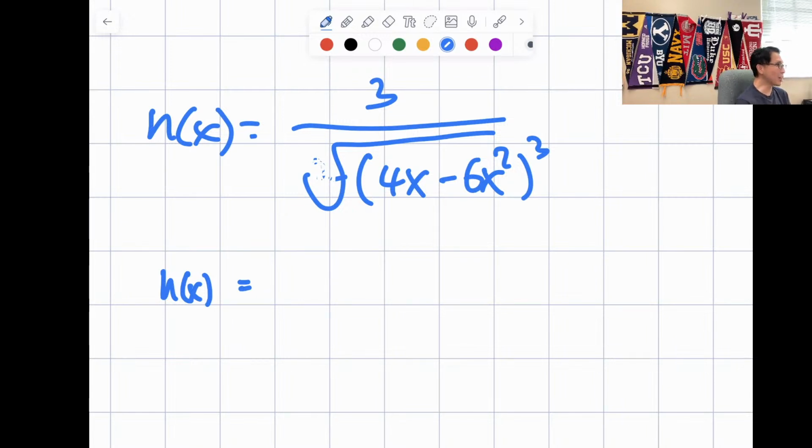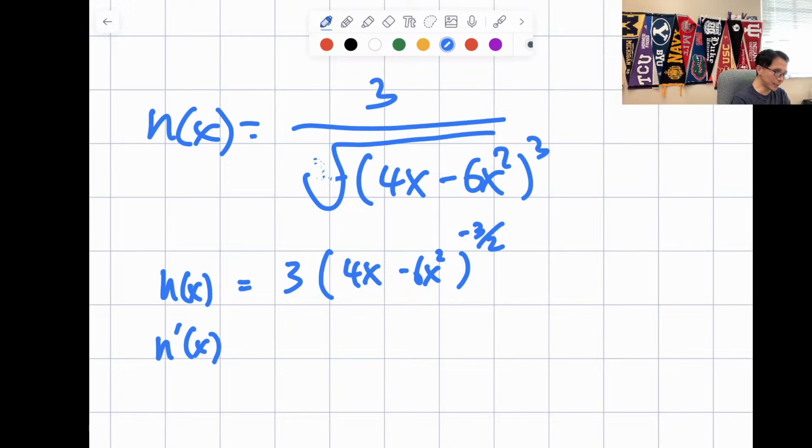All right, so I rewrite this to a form that I can take a chain rule. How do I rewrite that? Hopefully you guys figure out this is 4x minus 6x squared to the negative 3 over 2. Did you do that? Raphael, you did that? So now I'm going to take a derivative. Now, if I take a derivative, it's outer. So this 3 I can leave alone for now.